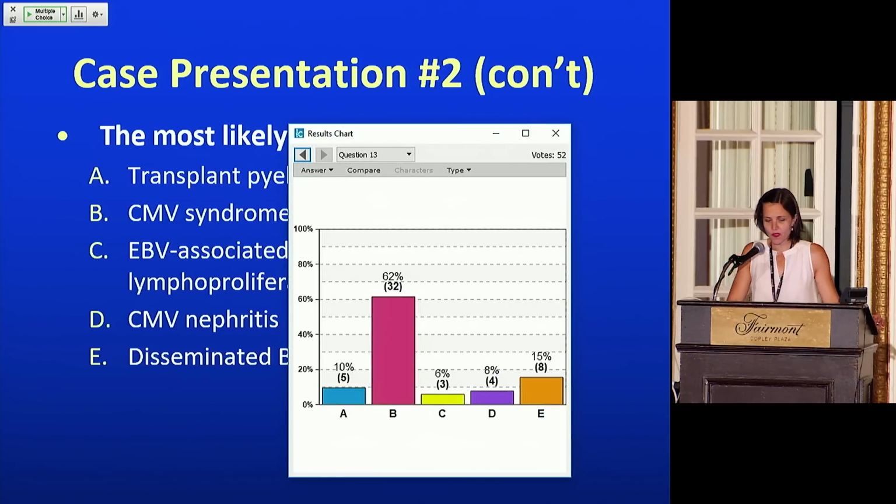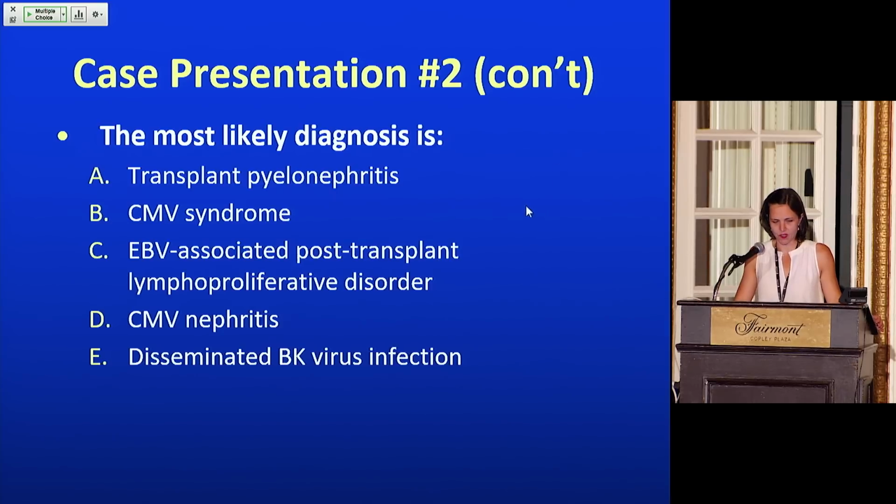All right, so most people thought it was CMV syndrome, which is the right answer, and we're going to talk about that now. I kind of made up this terminology, disseminated BK virus infection. When you detect BK in the blood, of course, it's everywhere, but really, that's an asymptomatic infection typically. It's not nephritis and it's not pyelonephritis because the UA is unimpressive and his kidney doesn't hurt that much. And for PTLD, I haven't really given you anything that would make you think that's what it is.